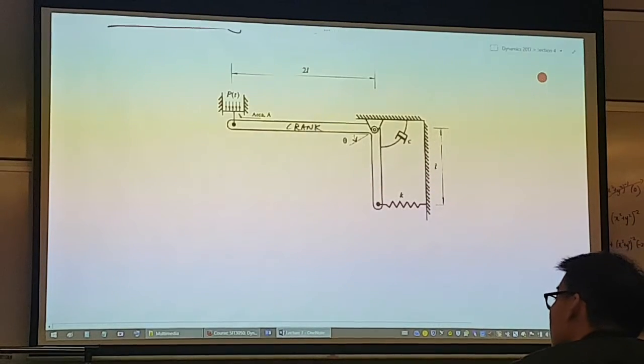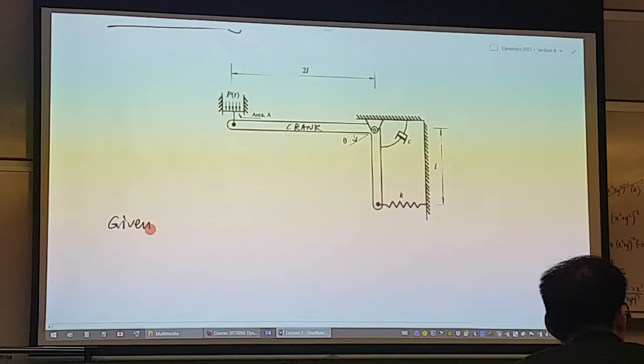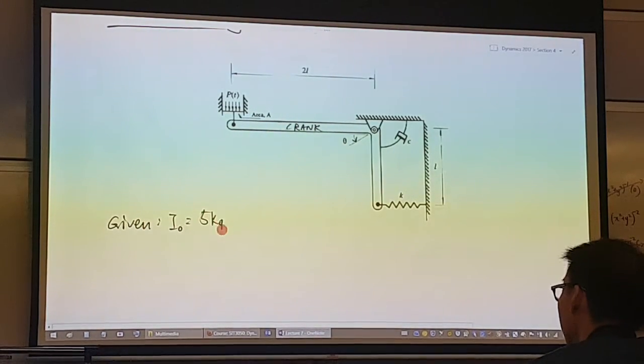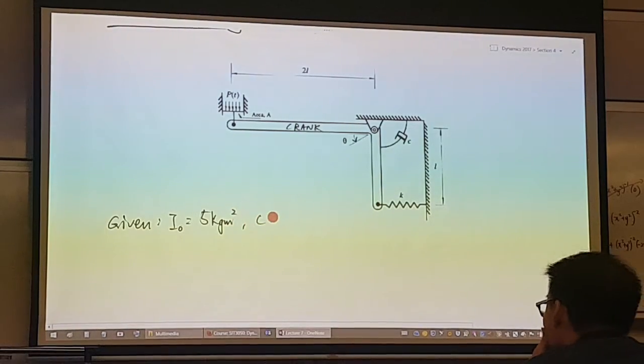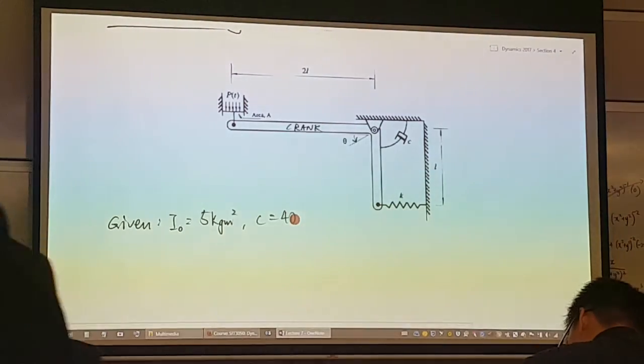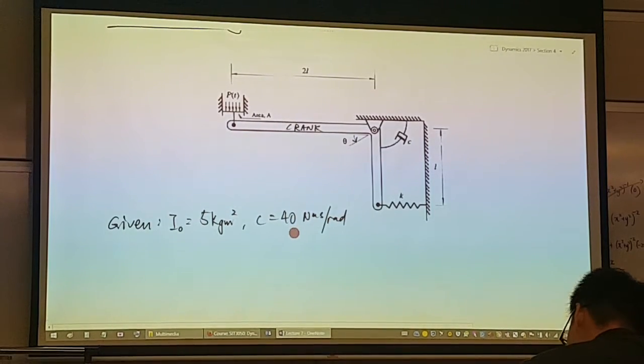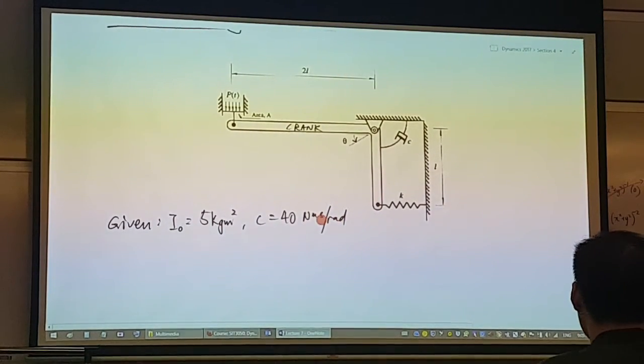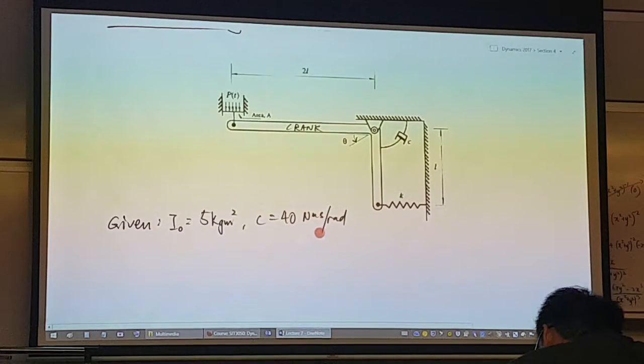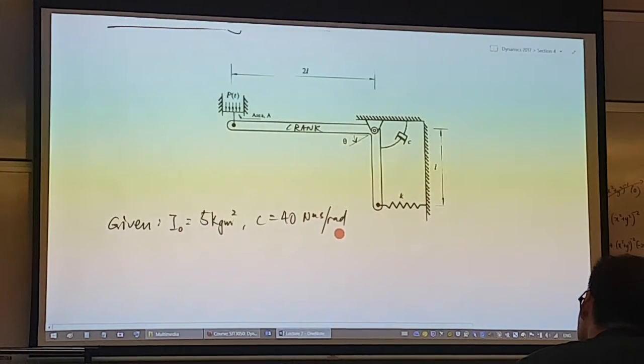And in the question, you're given quite a few things. You're given your I naught. You're given C, your damping coefficient. And note, the unit for C is Newton meter seconds per radian, and this applies to rotational system. Correct? K.